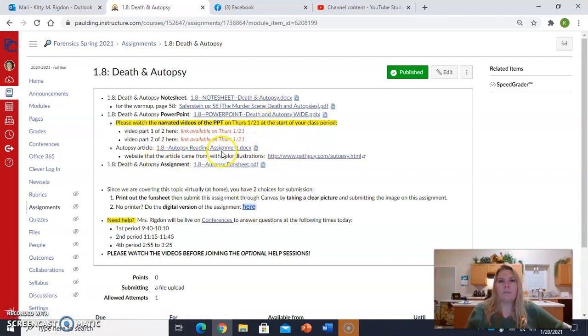Oh, there's one more thing. In order to answer the questions on the fun sheet, you're going to need to read this article. You have two options. You can either just open up this Word file that I made from this website right here, or you can go just straight to the website. It doesn't matter to me. It's all the same stuff. So you will need to read this in order to answer the questions on the fun sheet, okay? So you don't have to print it. You just have to read it.